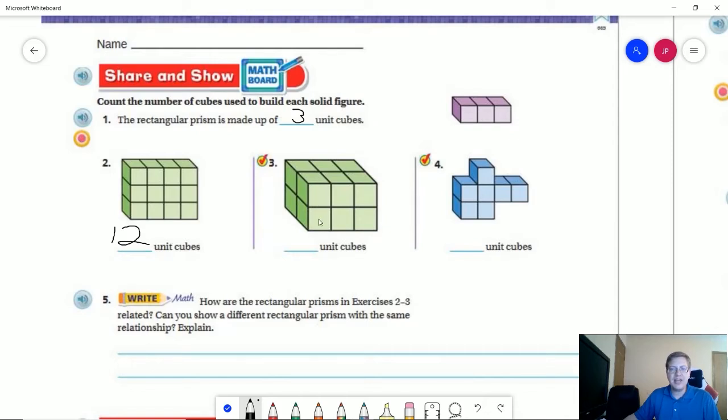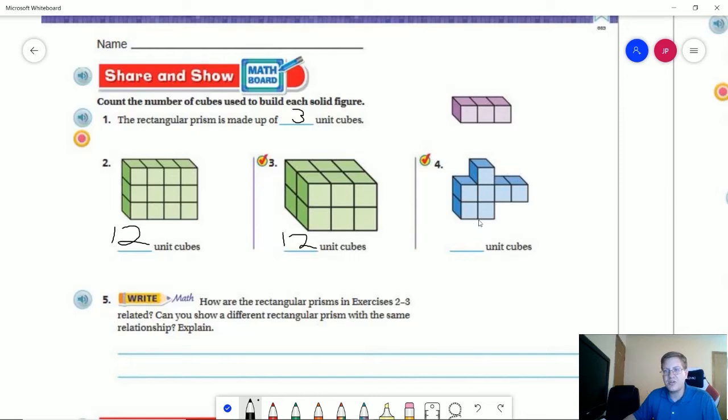And so right now I have 3 times 2 for this one face, but I'm going to have 2 sections of that. So I would end up with 3 times 2 times 2, or you could do 2 times 2 times 3 to get the same thing. And so that is going to also give us 12 unit cubes. It's just going to look a little bit different.